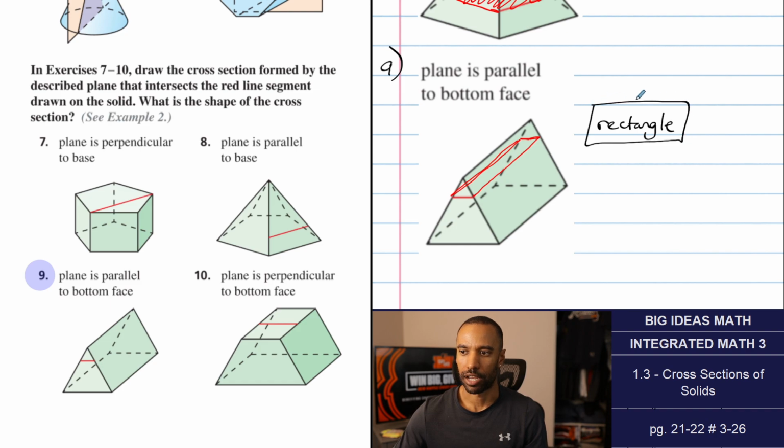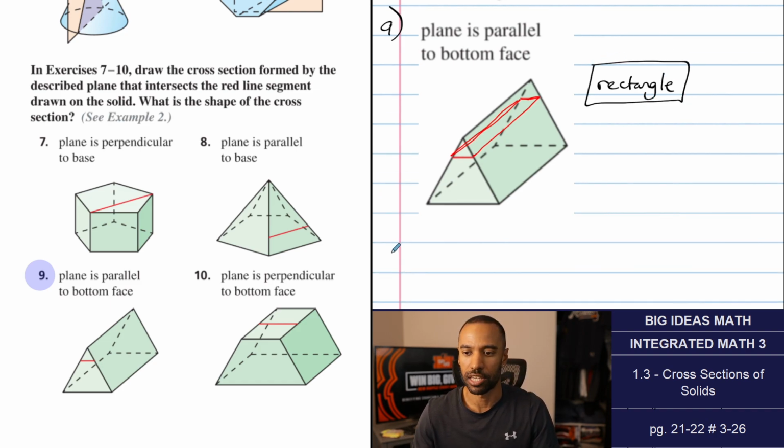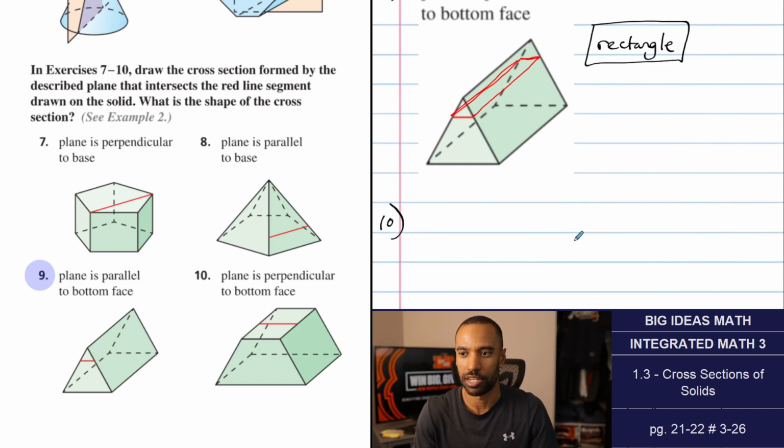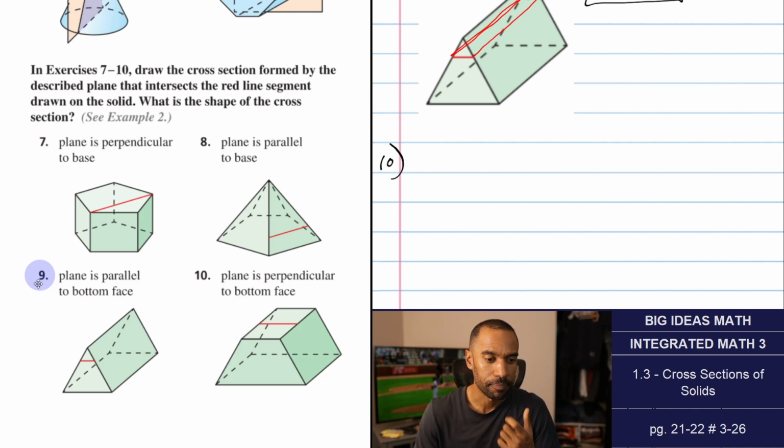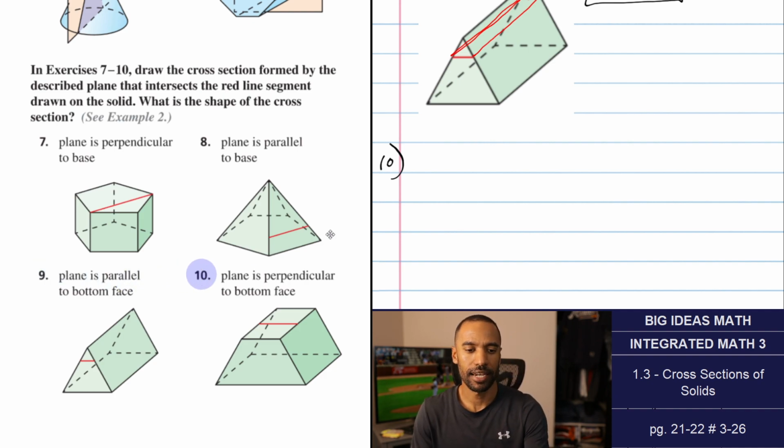What is interesting about these things, as you've kind of seen, is you can cut this in different ways, even if it's the same shape. If you cut it in a different direction, you get a different cross-section. So I'm sure we're going to have to be dealing with that in a bit. Number 10, plane is perpendicular to bottom face. Now we're going to be cutting vertically through this, if you will.